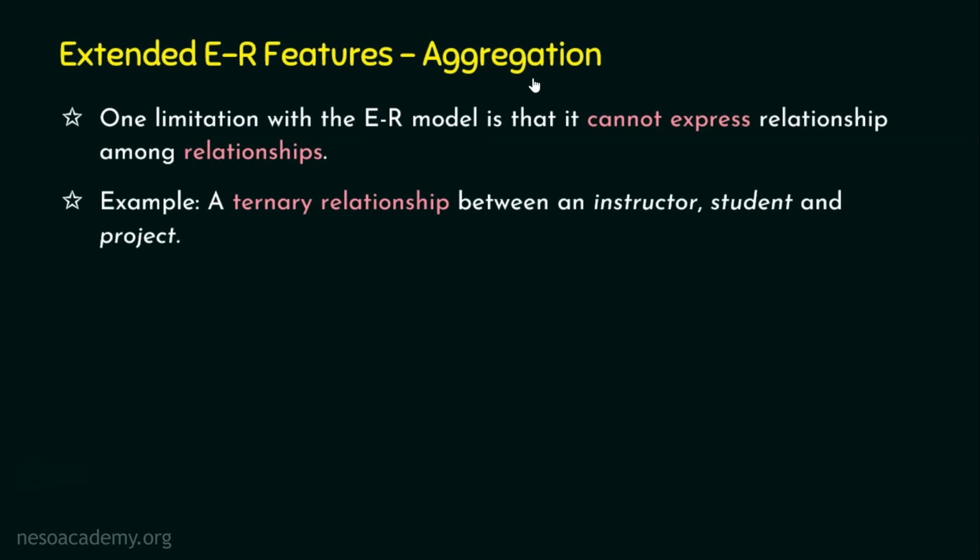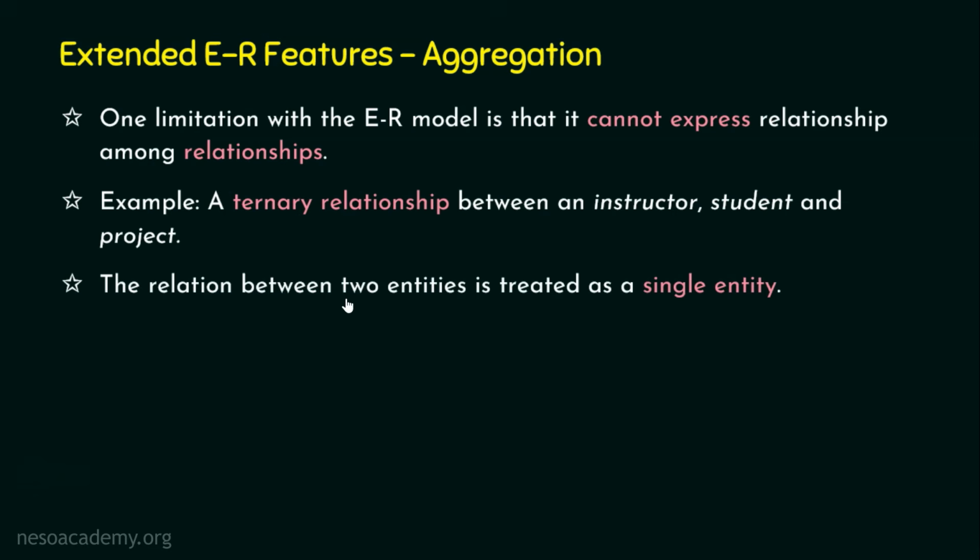So how to deal with this? When we have already a relationship, that relationship should be considered as a single entity so that a new relationship can be used to express that. It becomes the aggregation. I mean to say, the relation between two entities is treated as a single entity. Let's say for an example, instructor and student has some relationship. And this relationship should be treated as a single entity so that this entity can be linked or related with another entity project. So this is the idea behind aggregation. I hope things are clear to you. No worries, when we see an example, it will be easy for you to understand.